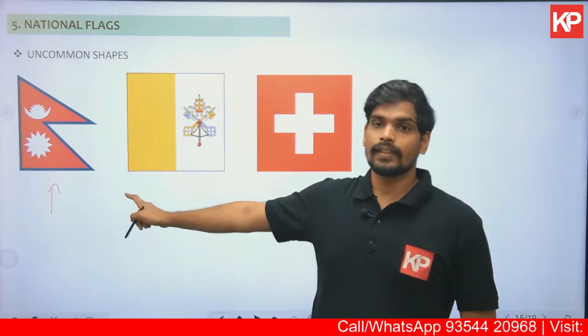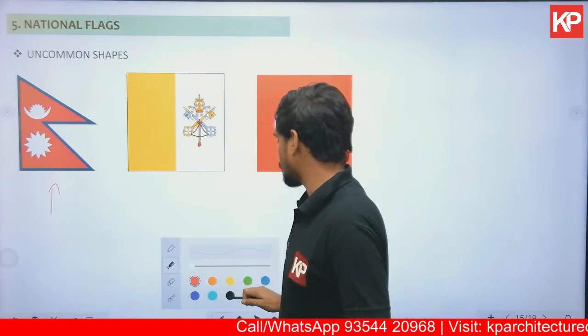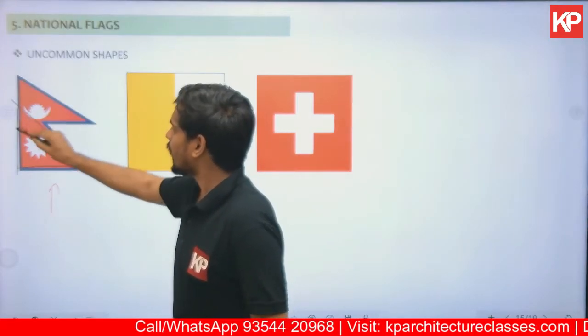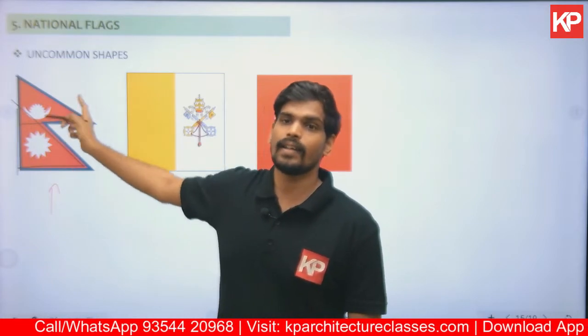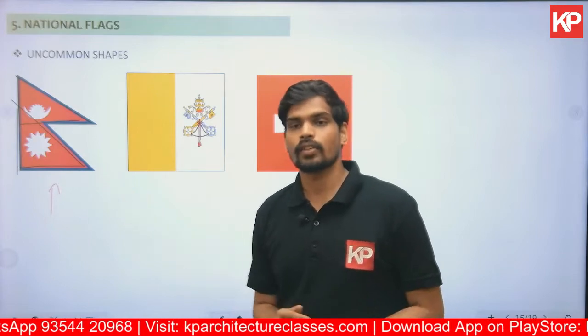This particular country's flag uses two right angle triangles overlapping each other. So you have a right angle triangle here and an overlapping right angle. So there are two overlapping right angle triangles with a star and a crescent symbol representing sun and moon. So that is the first uncommon shape.